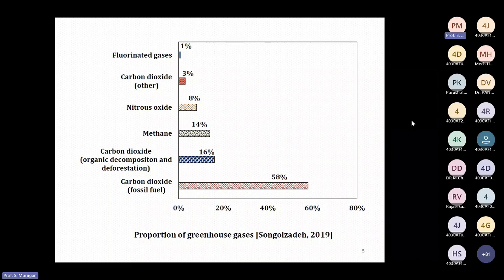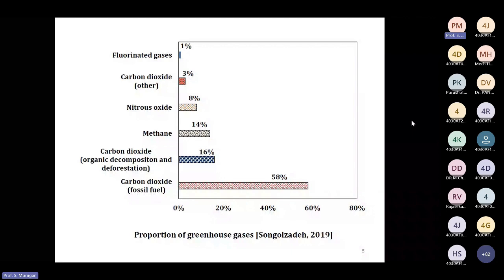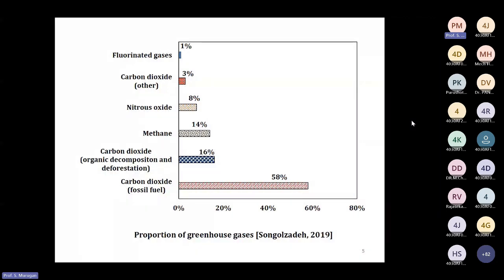The fossil fuel combustion dominates very high, up to 58%, followed by carbon dioxide emitted by organic decomposition and deforestation. Then, of course, other emissions like methane account for 14%, nitrous oxide accounts for 8%, carbon dioxide from other sources accounts for 3%, and fluorinated gases account for 1%.